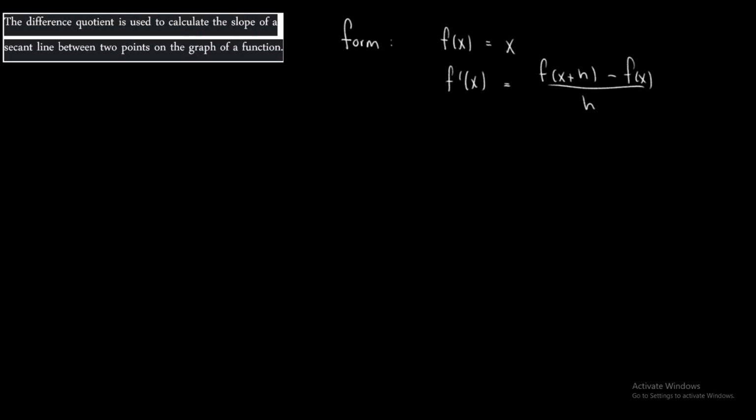Let's investigate difference quotients. The difference quotient is used to calculate the slope of a secant line between 2 points of a function. So what does that mean? Let's say we're given some x and y axis, and we have this line. Now, we want to calculate, how can I find this straight line that passes through 2 points on this unknown function?